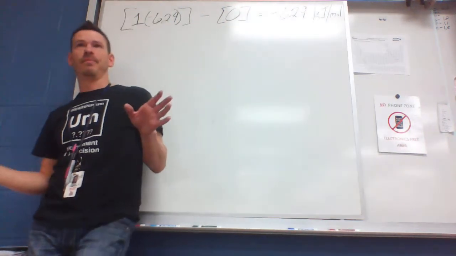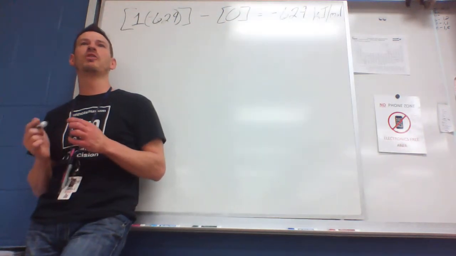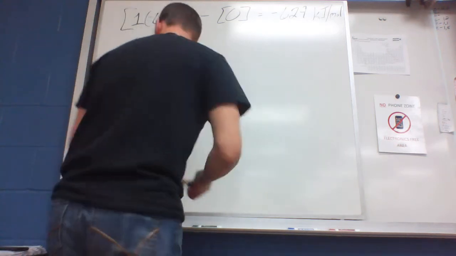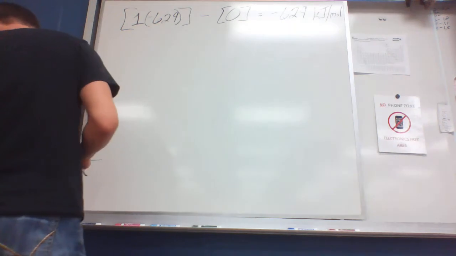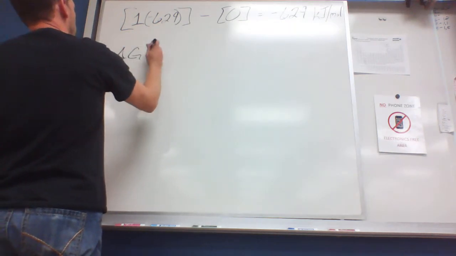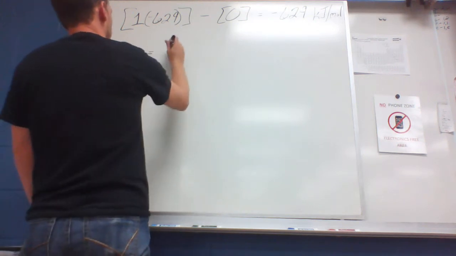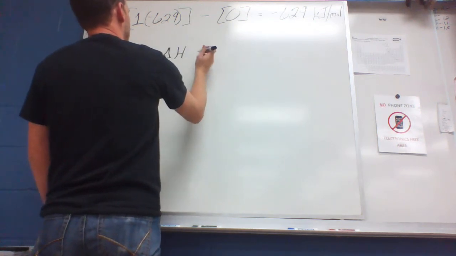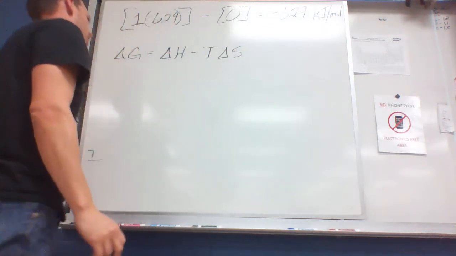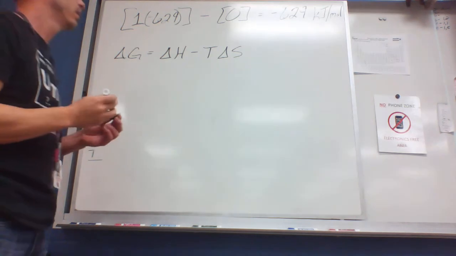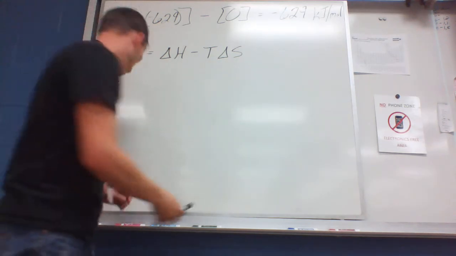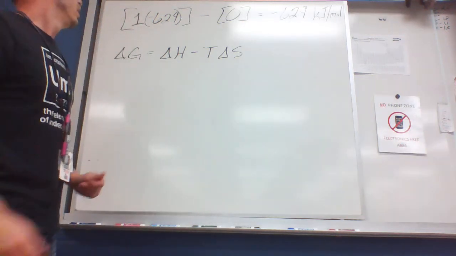Now, we could be done and move on to the next one. But again, I want to prove Ghetto Homies to you because they're just so good. So we know that my Ghetto Homies equation is my change in G is the change in H minus T change in S. Oh, okay, we're on the same page about Ghetto Homies now. Good.